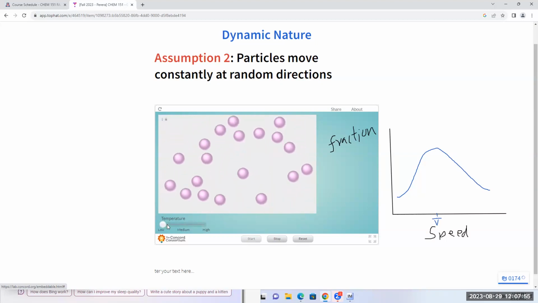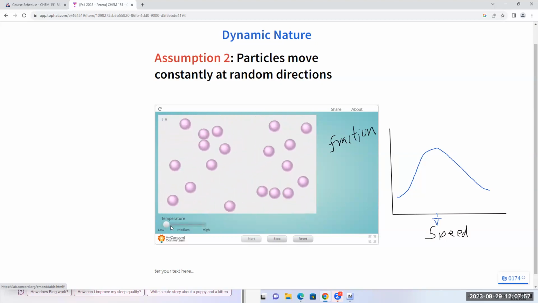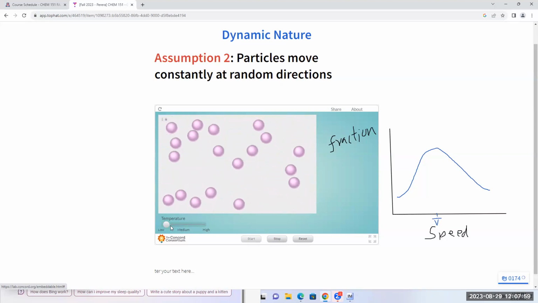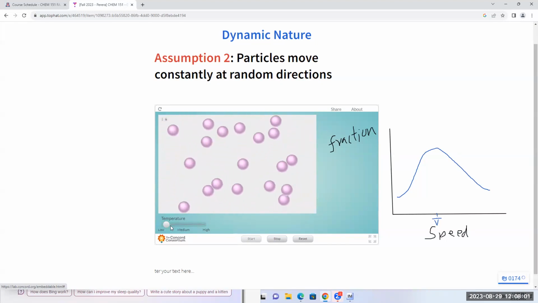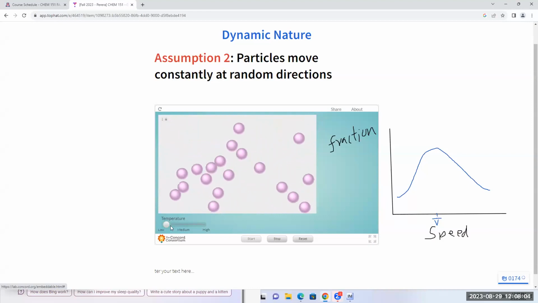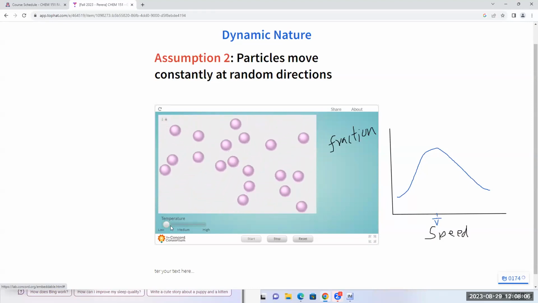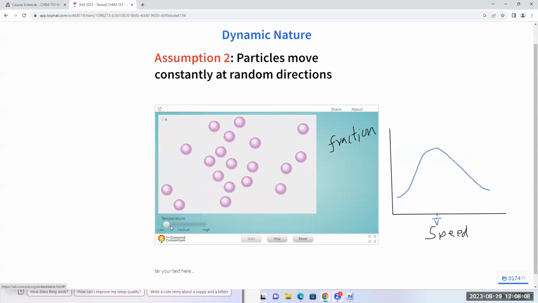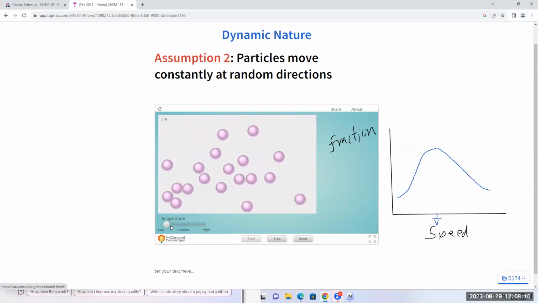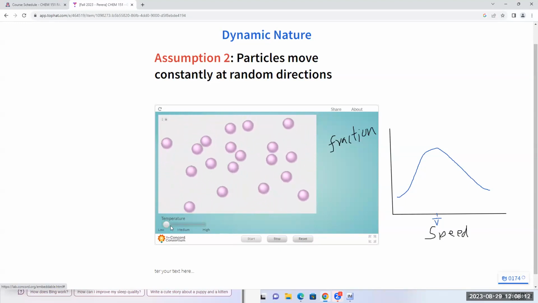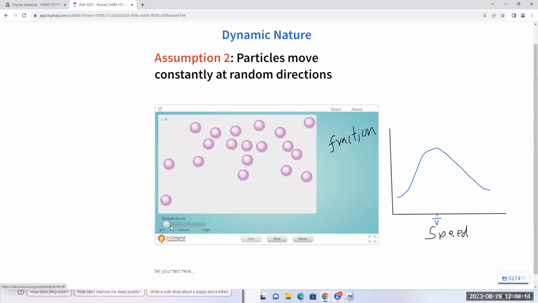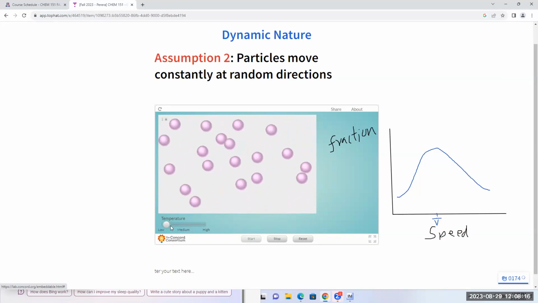Decrease temperature. All right. What did you notice? When I increase the temperature, what happened to the particles? They move faster, right? They move faster when I increase the temperature. In other words, if somebody twists your arm and asks you to define the temperature based on the particular model of matter, how would you define it?